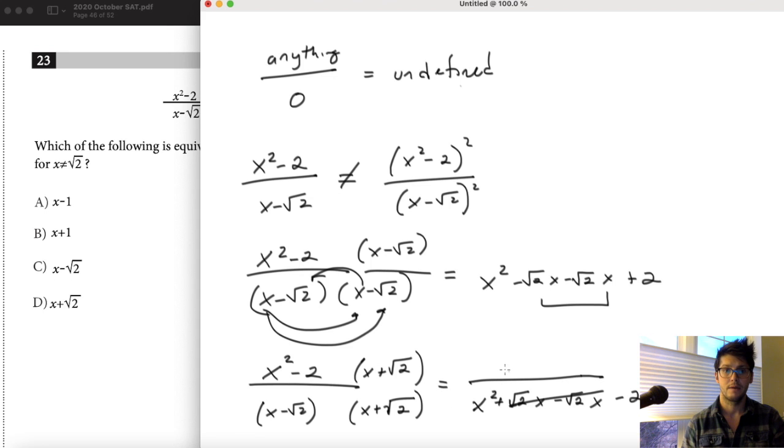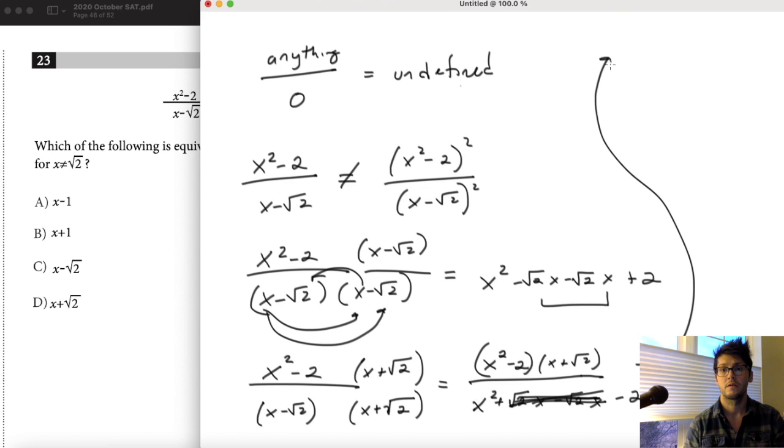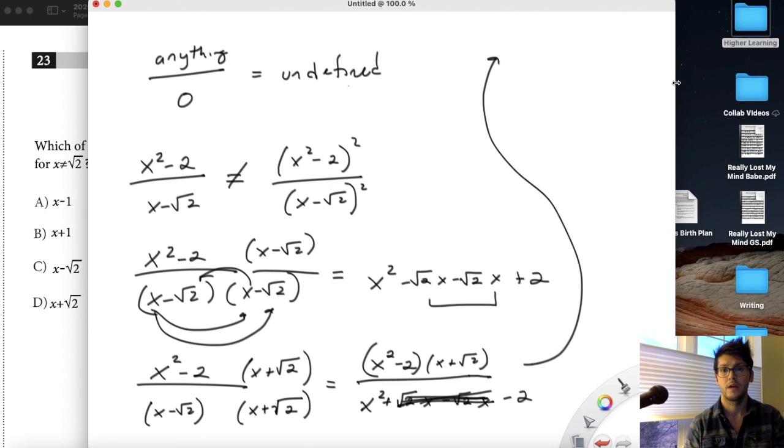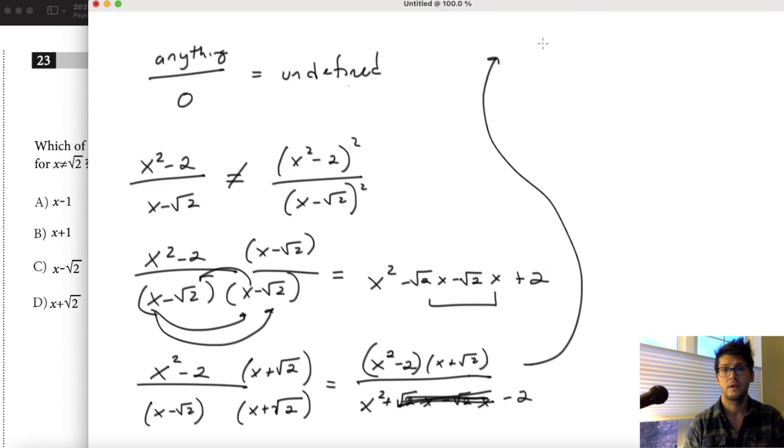And in the top, you could keep going and multiply these, but this is another example of how they want you to notice something. I'll just write it: x squared minus 2 times x plus root 2. And you would be multiplying everything here, right? But I'm actually not going to do it. Follow me up here. Let's get some more space. I'll write what we have, x squared minus 2.